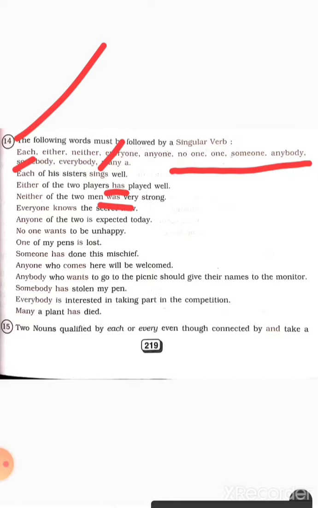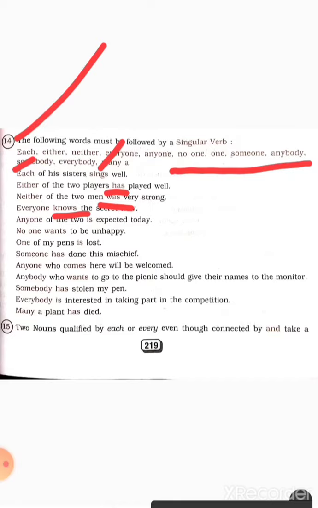Everyone knows the secret now. After everyone, you always have to write the singular verb. A singular verb will follow. So, everyone knows. Everyone is third person singular number. So, that is why after the main verb "know", s is added over here.